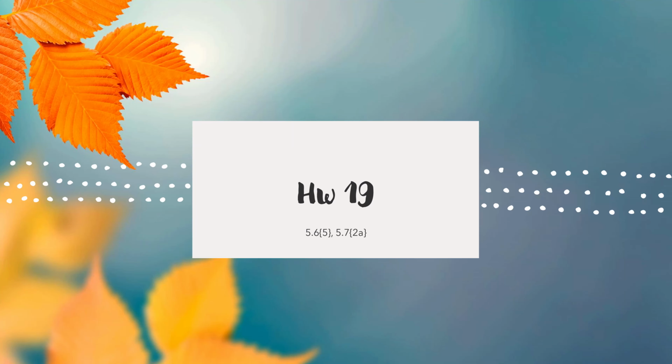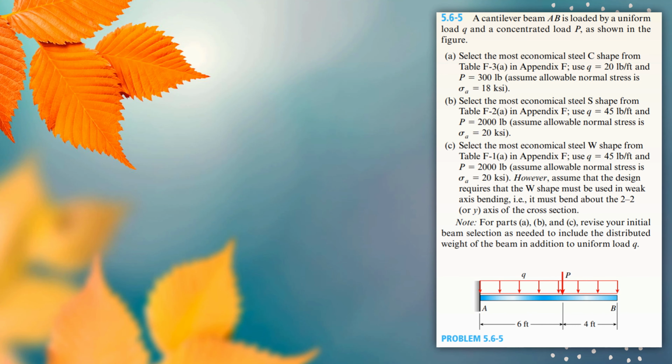Homework 19, chapters 5.6, problem 5, and 5.7, problem 2a. A cantilever beam is loaded by a uniform load Q and a concentrated load P, as shown in the figure. If it has to carry a load Q, P, and has an allowable normal stress, what is the most economical steel C-shape from table F3a?